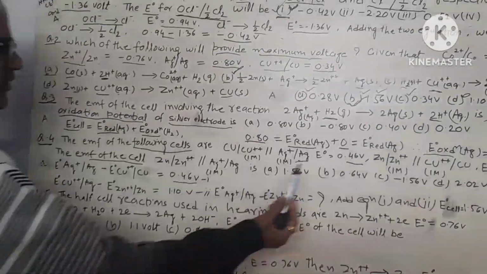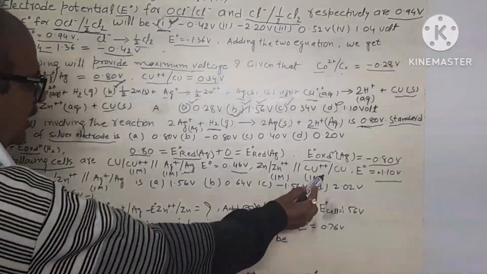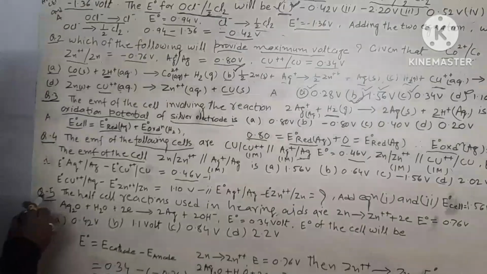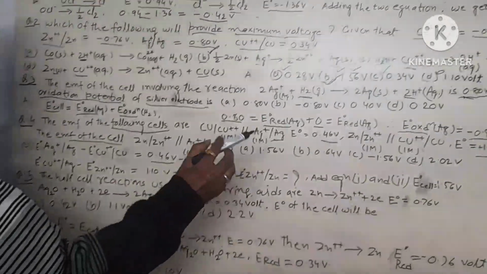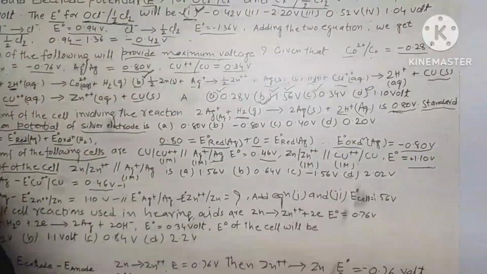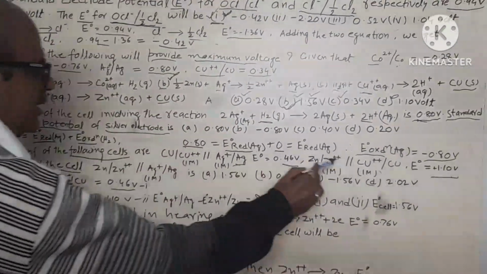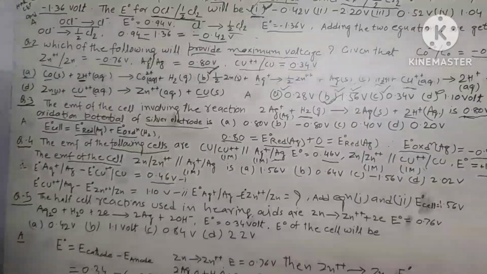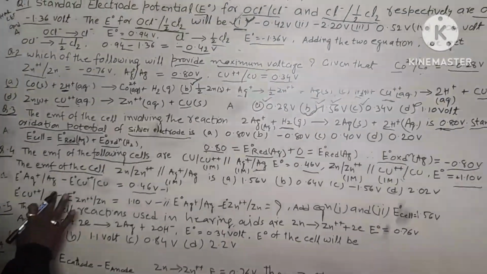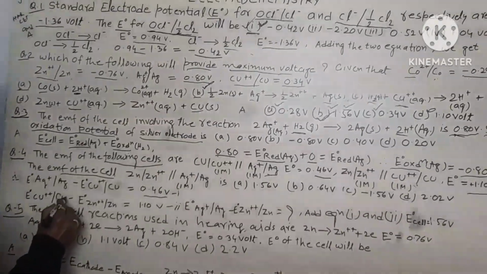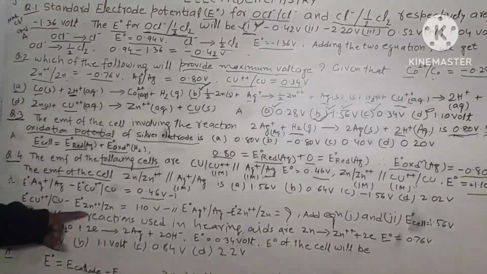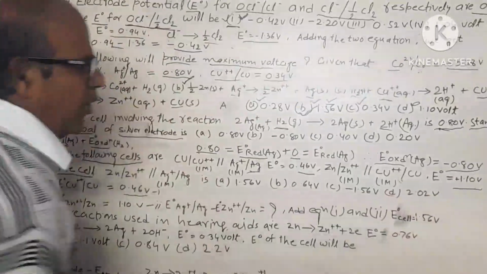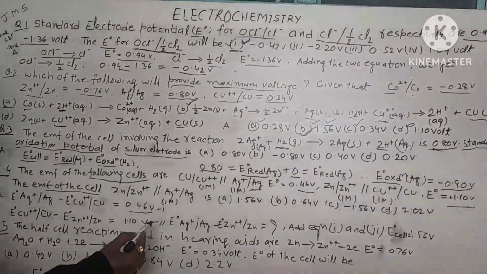You can call it equation 1. Similarly, you can write the second the same way. Copper is the cathode and zinc is the anode. So cathode minus anode: copper is the cathode, zinc is the anode, and the value given is plus 1.10 volt. Now that is the second equation.